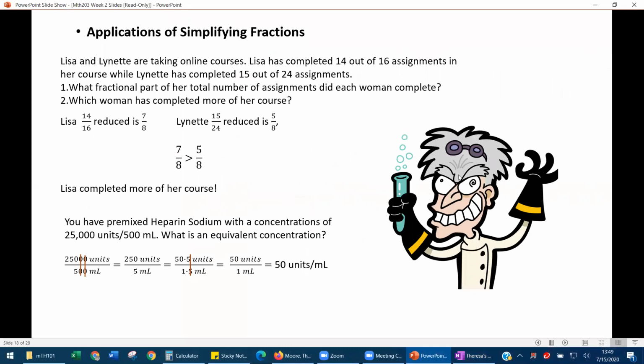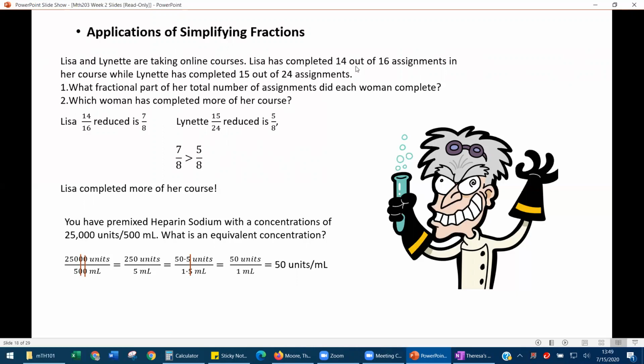So some applications of simplifying fractions. Lisa and Lynette are taking online courses. Lisa has completed 14 out of 16 assignments in her course, and Lynette has completed 15 out of 24 assignments in her course. So remember, there's 2 different courses here. What fractional part of her total number of assignments did each woman complete? And which woman has completed more of her course?